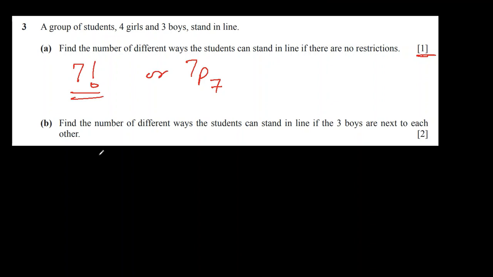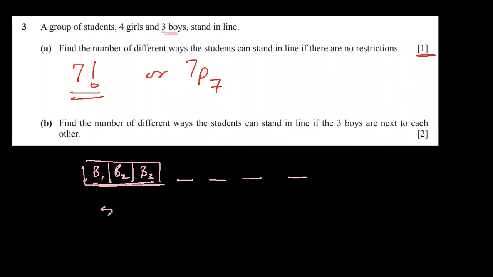to each other. That means there are 3 boys and all of them are next to each other. So whenever they say next to each other, always make a box and put them inside. So boy 1, boy 2 and boy 3, they are inside a box and they will move wherever we want to make them stand. They will move together so that they are together. All right. And we have how many? 4 girls. So these 5 entities, these 4 girls and 1 boys' box can move in how many ways?